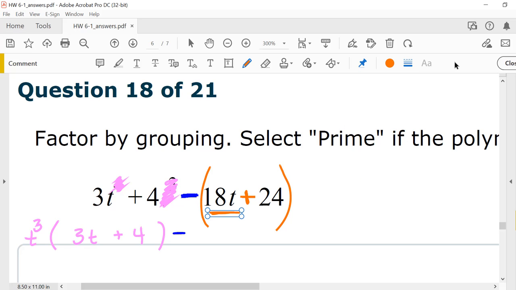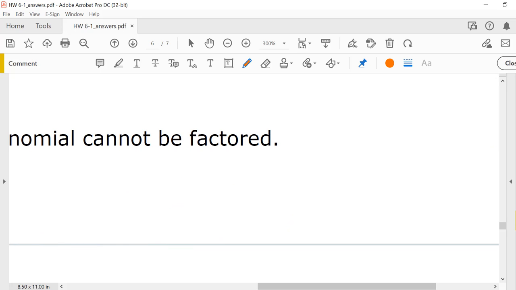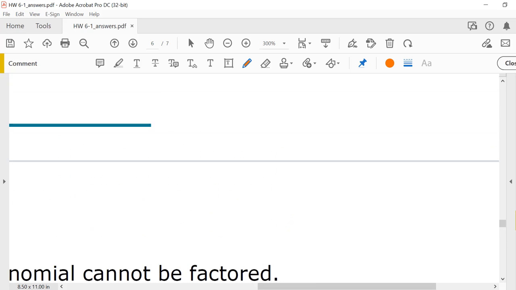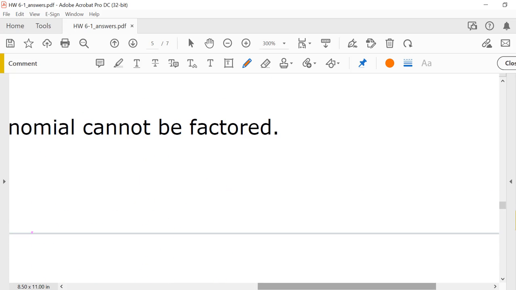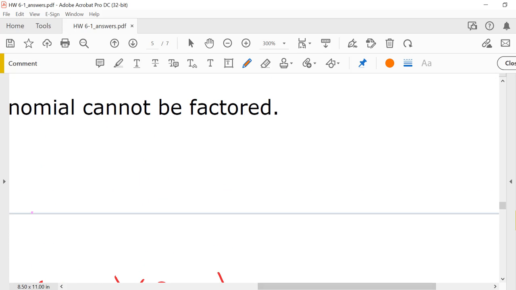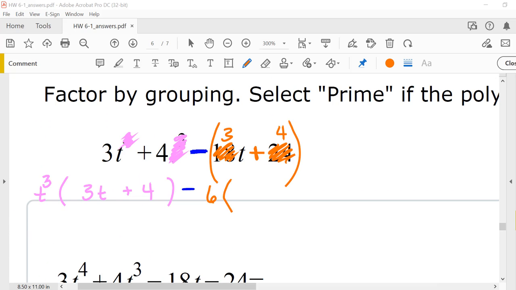Okay, what's the GCF here between 18t and 24? A 6. 6 goes into 18 3 times. 6 goes into 24 4 times. So when I factor out a 6, I'm left with 3t plus 4. Sorry about that, that jumped on me. I'm left with 3t plus 4.